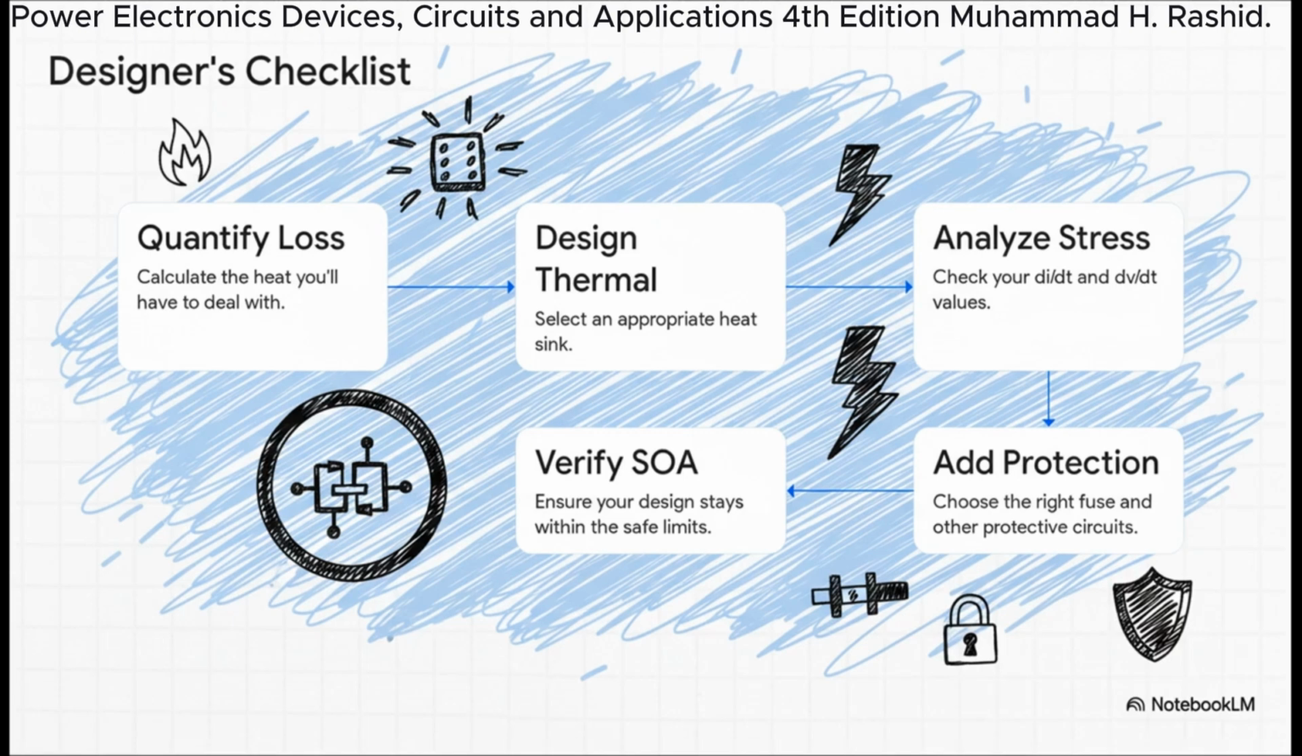Number 1, quantify your power losses. You can't fight an enemy you can't see, so calculate the heat. 2, design the thermal solution. Pick the right heatsink. 3, analyze your switching stress. Check your di/dt and dv/dt. Don't get lazy on this. 4, implement protection. Choose the right fuse. And finally, number 5, verify your operation within the SOA. Under all conditions, start up, full load. Make sure you're staying within those safe limits.